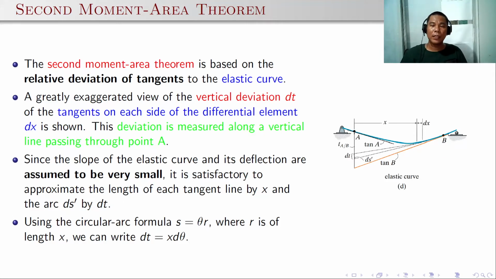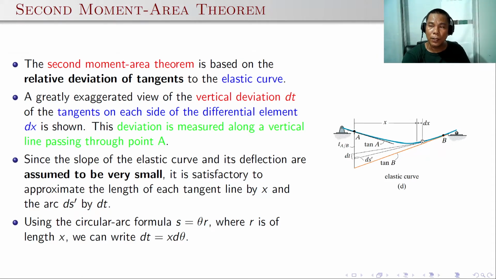So here the diagram is greatly exaggerated, of course, because in the elastic beam theory, we assume that the deflection is very small. So actually, it's difficult to see that one, but for discussion, it would be good if we can just exaggerate the diagram. So here, the exaggerated view of the vertical deviation, that is dt, of the differential element dx.